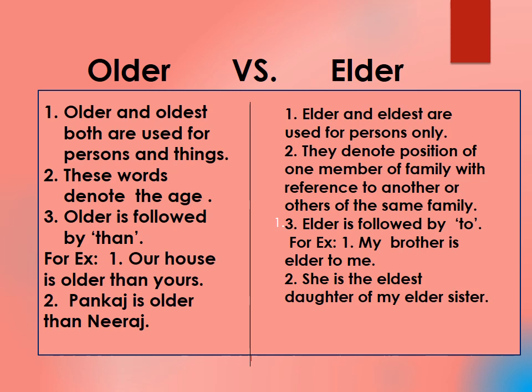For example, "Our house is older than yours." Here, see, the word older is used for house. As I've already told, it can be used for both persons and for things. So, older is used for house here. "Pankaj is older than Neeraj." In this case, we are talking about the age of Pankaj. And if you see the examples of elder, "My brother is elder to me." "She is the eldest daughter of my elder sister."